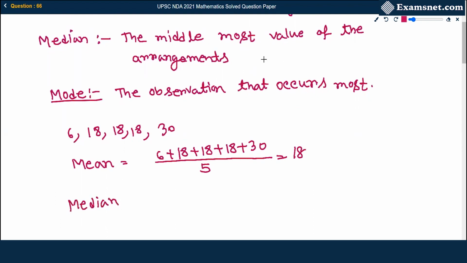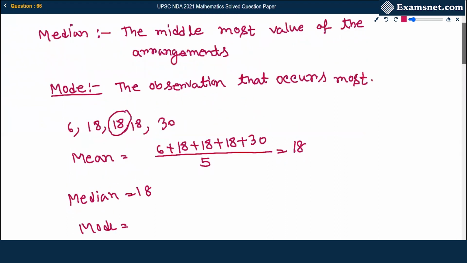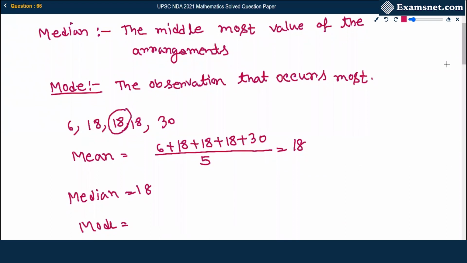Next, median. Median means the middlemost value of the arrangement. So it's already been arranged in ascending order. Since there are 5 observations, and 5 is an odd number, we will get one middlemost value, which is 18. So we can write 18 as it is the middle value of this arrangement. Next, mode. Mode means the observation that occurs the maximum. The frequency of the observation is the maximum. So here we can see that 18 occurs 3 times. So obviously the mode is 18 because it appears the most.